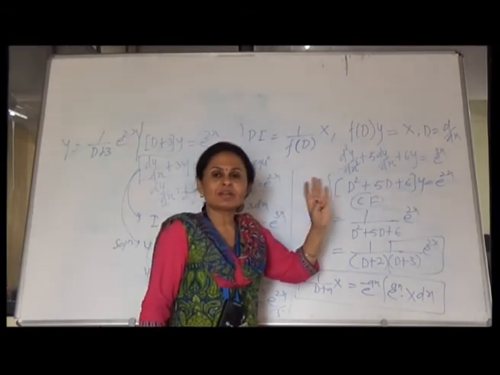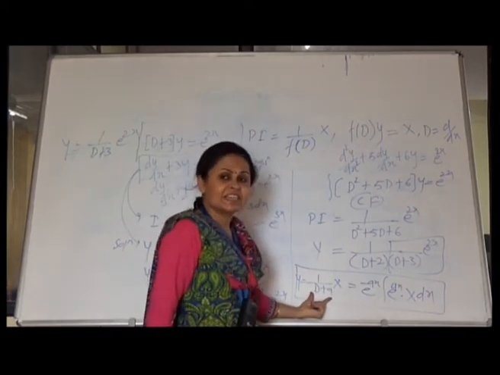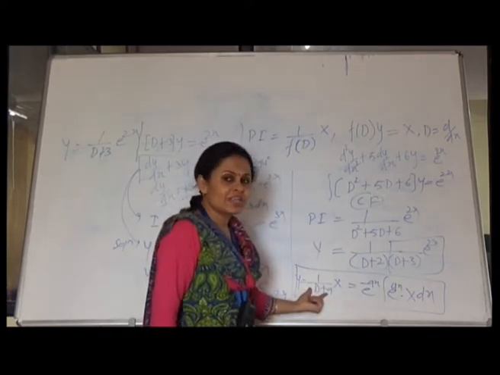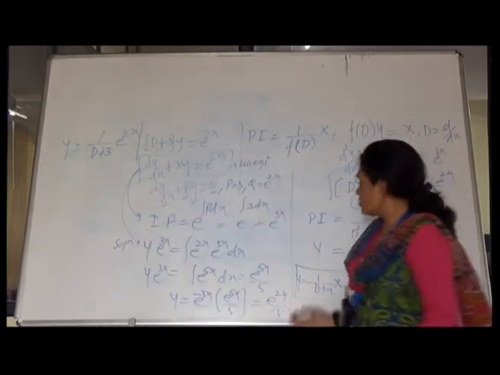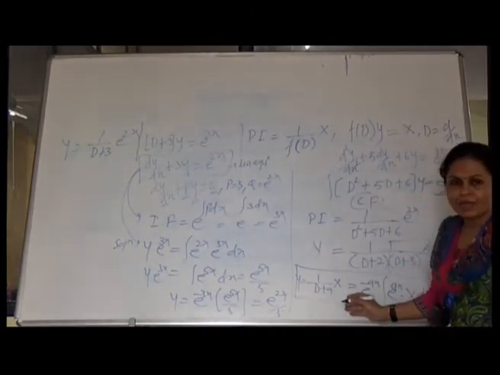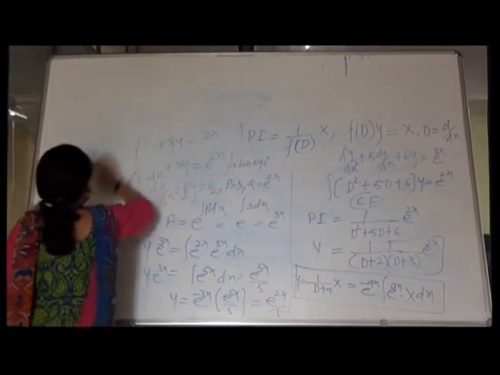Now, what kind of factors can we get more than this? If I am having d plus a generated, can I generate d minus a also? How do I generate the result of d minus a? Just replace positive a by negative a. Let us write the result. What will be the result for pi if the factor is d minus a?